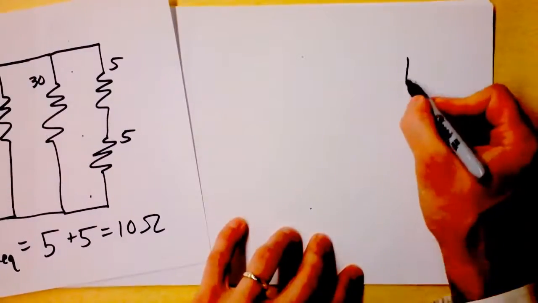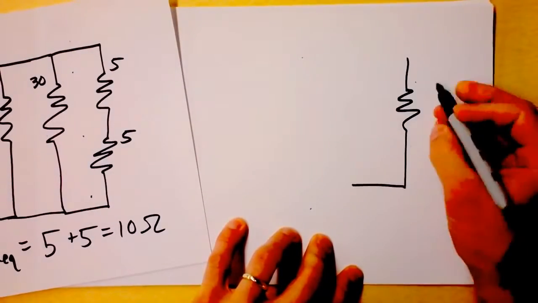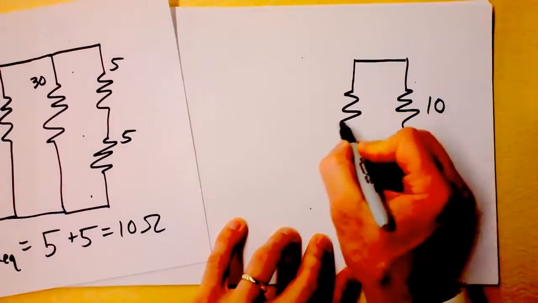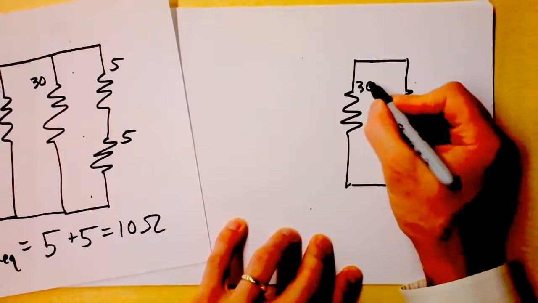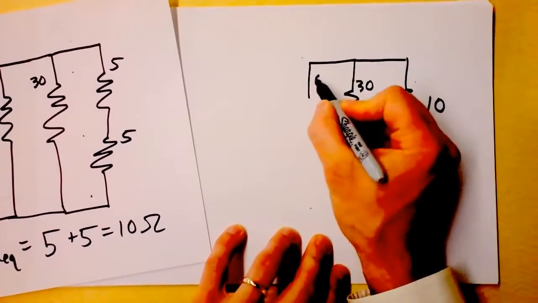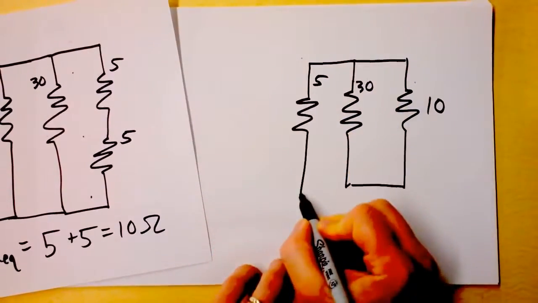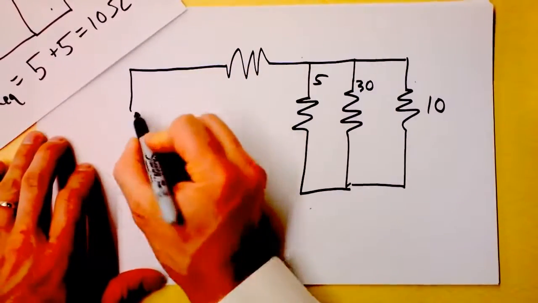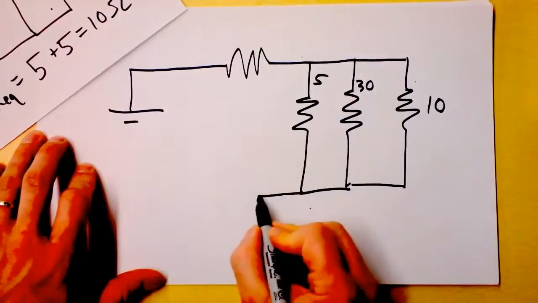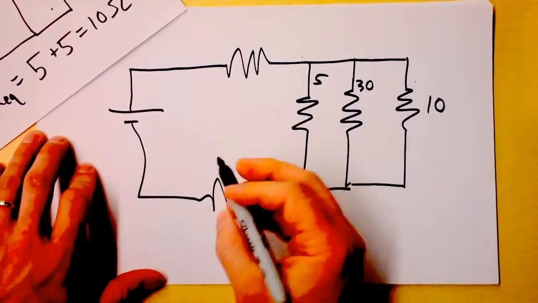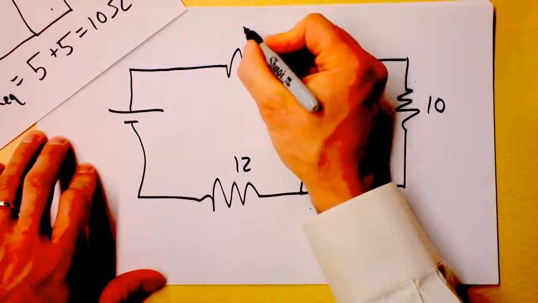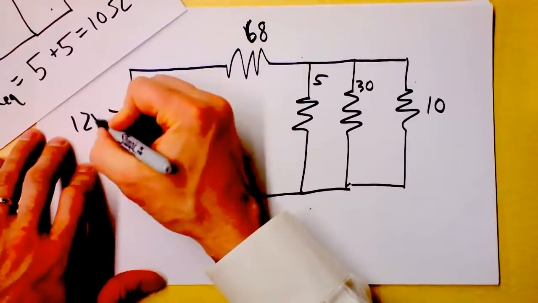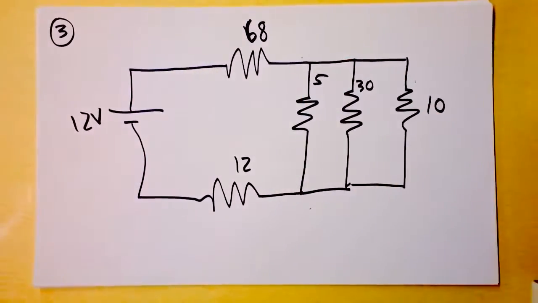And my system now looks like this. I've got myself a 10 ohm equivalent resistance here. And here I've got 30 ohms still, and here I've got 5 ohms still. And then over here I've got 68, and the battery is there, and over here I've got, what did I say, 12 ohms here, and 68 ohms there, and 12 volts. Okay, so there's slide 3.